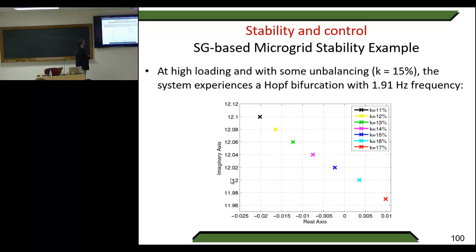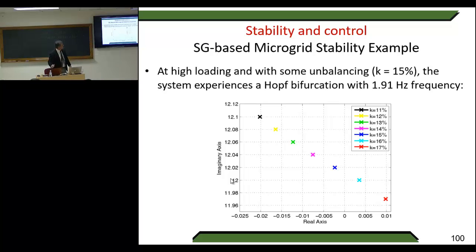In this same example, with a high loading and some unbalancing with K 15%, the system experienced a Hopf bifurcation with a 1.91 hertz frequency, exactly at K15, which is here, where you see the crossing of the real axis into the imaginary. So you can also study the poles of the system and show how it works.